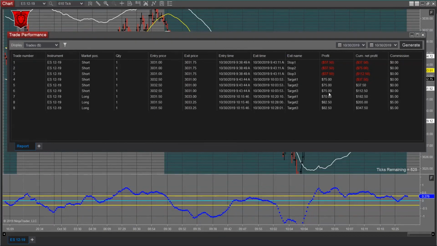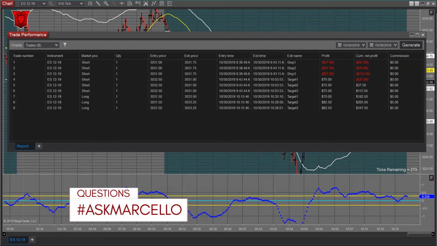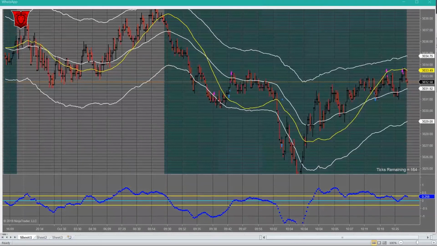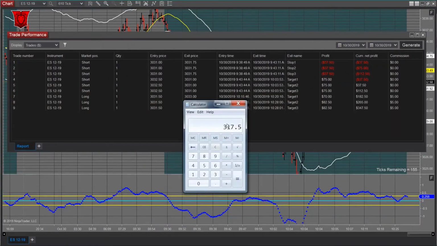profit 75.75. That's okay. 112. So 15, 347. Okay, let's do this. 347.5 plus 15. Yeah, I'm well over. So it's 362 minus 45. So 317 is my total, including the commissions that we're not taking out, 317.50.